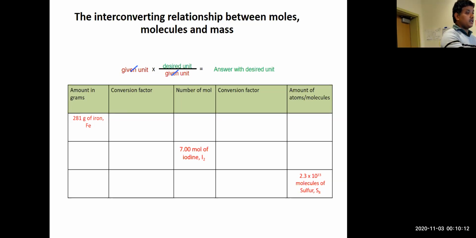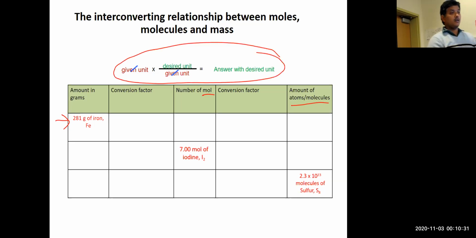We started with how to convert an amount in grams to a number of moles and a number of atoms or molecules. How do you convert an amount in grams of iron to a number of moles? This is what we are going to use. You multiply the given unit by the conversion factor that contains the given unit in the denominator.